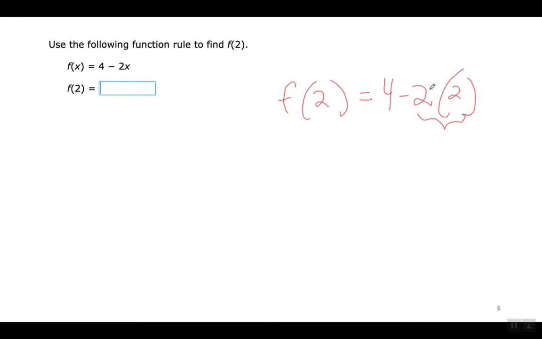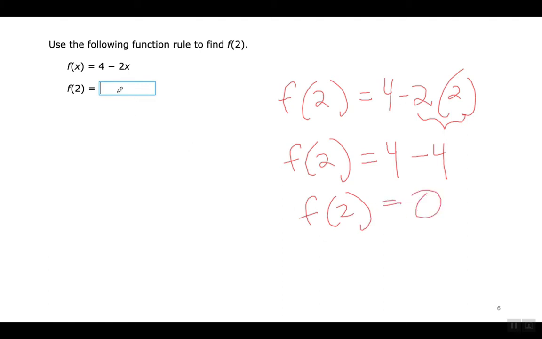You could either think about this as 2 times 2 and keep the negative sign in the front, or I prefer to think about it as negative 2 times 2. Negative 2 times 2 is negative 4. And 4 minus 4 equals 0. You could do this mental math, alright? Again, I don't want anyone to tell me this is difficult. Don't lie to me, don't lie to yourself. This is easy.